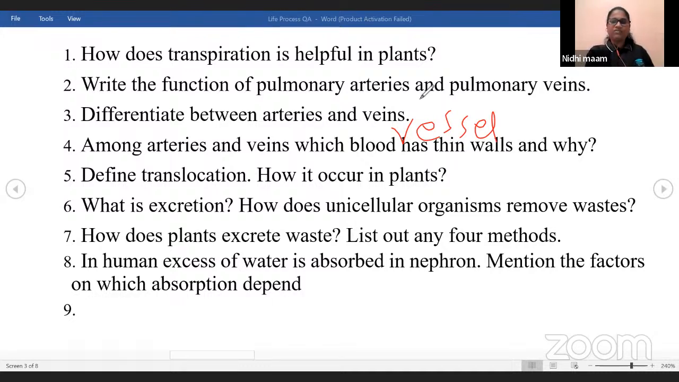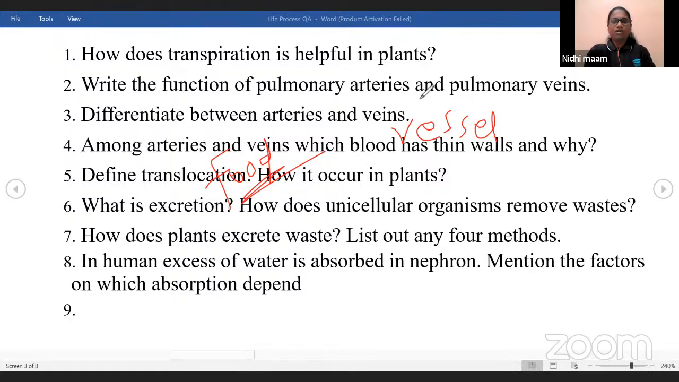Next question. Define translocation, how does it occur in plants? What is translocation? The transportation of food. What do we call the transportation of food, that is, from the phloem to other parts of the plant body? It is called translocation. How does it occur in plants? That is through the phloem.